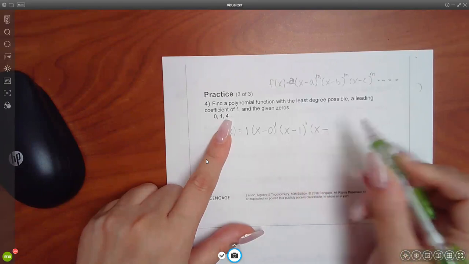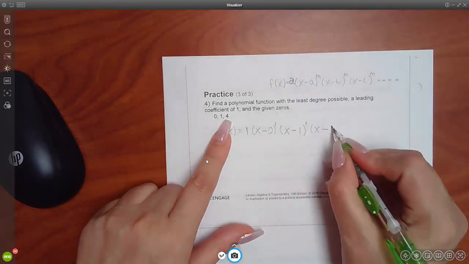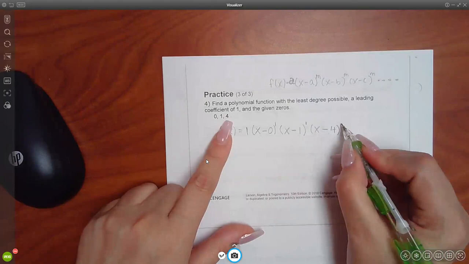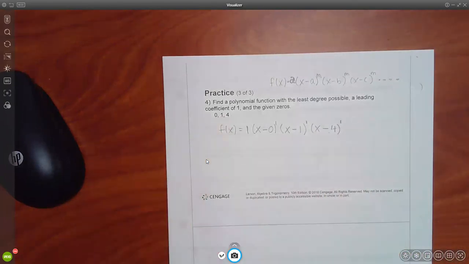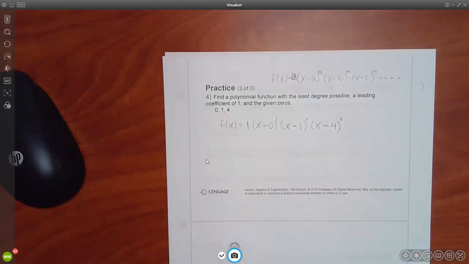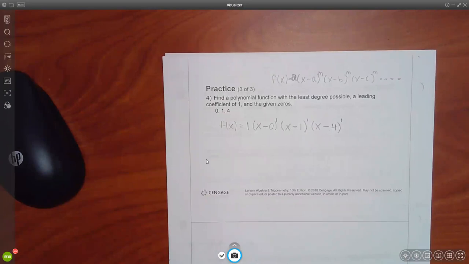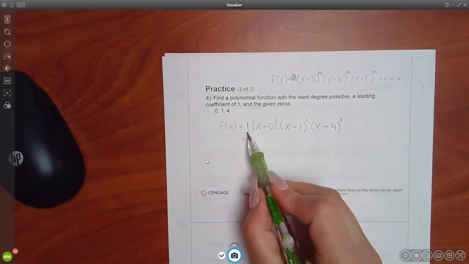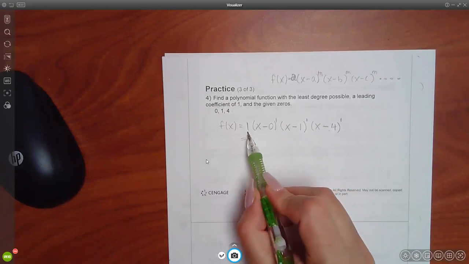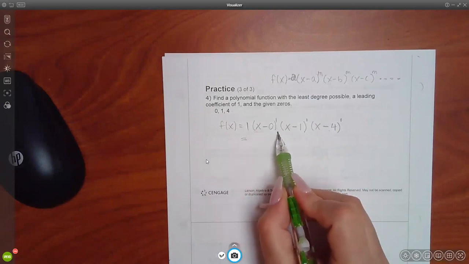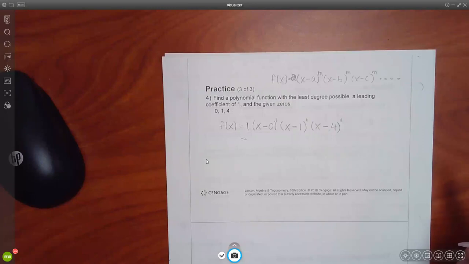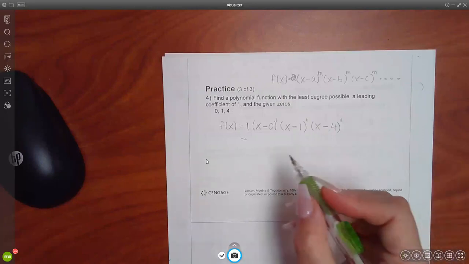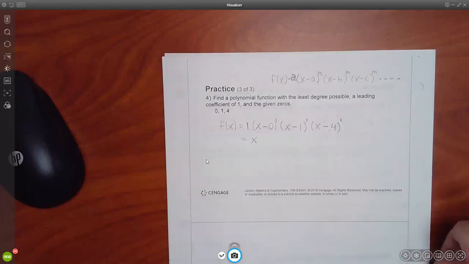X minus, oops, of 4. And again, nothing about the multiplicity. So it's a 1. But it does want me, look at your answers in the computer. I don't need to write this 1, do I? And how can I write that a lot nicer looking? It's just x, right? X with a 1 exponent, I don't need to write an exponent.